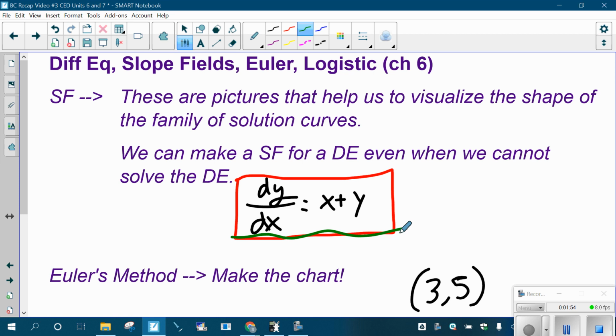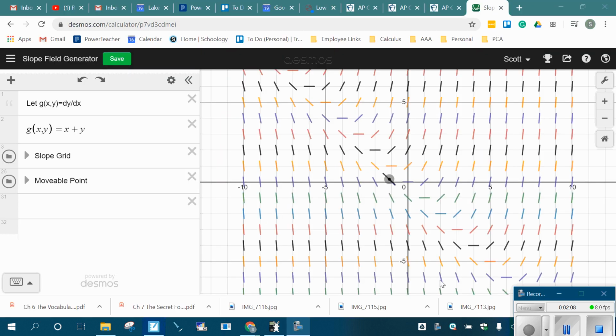This is an example of a differential equation where we can't separate the variables. You guys don't know how to solve this. They could ask you to do stuff with this in an AP problem, though. Very realistically, they could. And one of the things they could ask you to do is make a slope field. Here's a reminder what slope fields look like. Okay, I just made that slope field for dy dx equals x plus y.